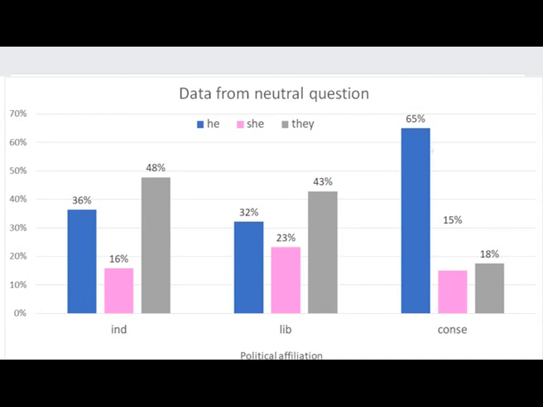This is important because it shows that people who identify as conservative for their political ideology are more likely to show gender bias even in neutral conditions, which in turn influences the gender pronouns that they use when referring to other people. This proves that there is in fact a connection between political ideology and gender bias, thus answering the second research question.